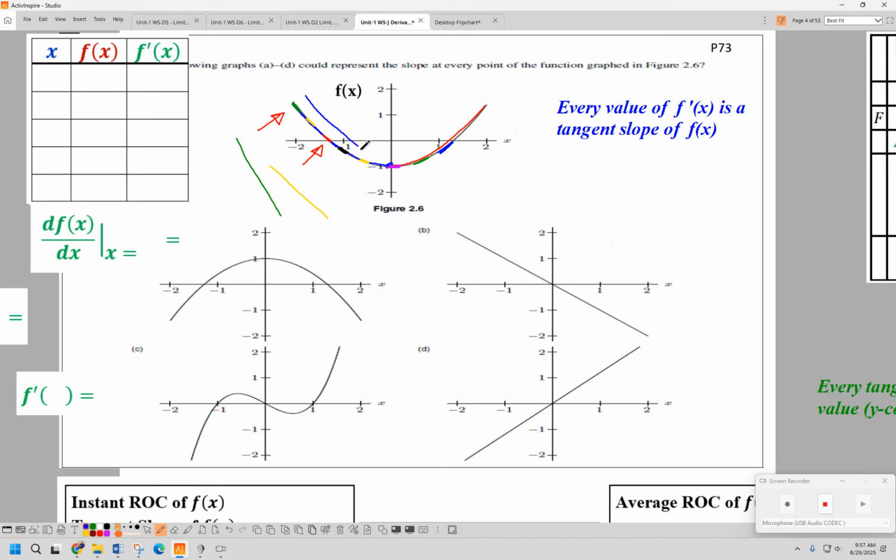Therefore, the slopes at each point are increasing. Along here, the slopes are becoming more and more positive. So the slopes are always increasing along there. Always increasing. Questions?